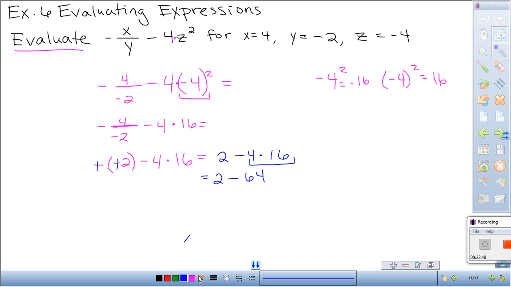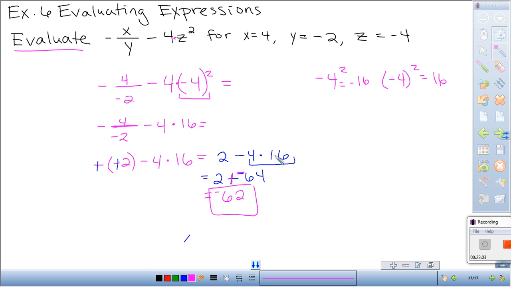And then remember, subtraction is the same as adding the opposite. So we change, adding the opposite. And 64 minus 2 is 62. 64 is bigger, it's negative, so the answer is negative 62.